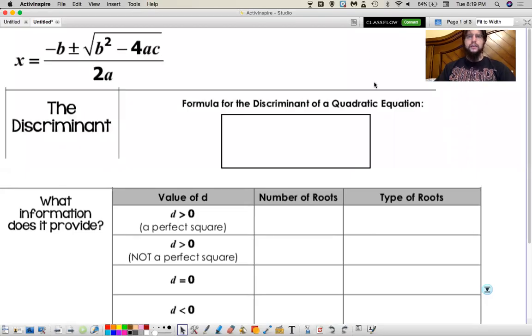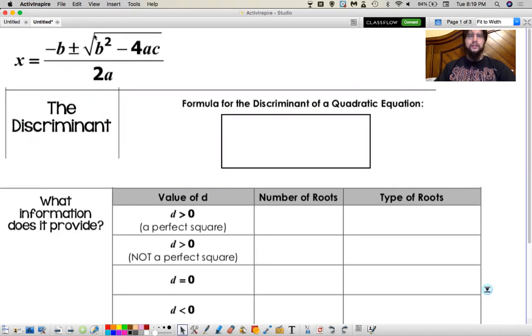Hey guys, so today we're going to be talking about the discriminant. So if we look at our quadratic formula, the discriminant is what determines what kind of answer we have. Is it going to be a rational answer? Is it going to be irrational? Is it going to be complex? So if we look at the quadratic formula, what part of it will determine what our answer will look like?